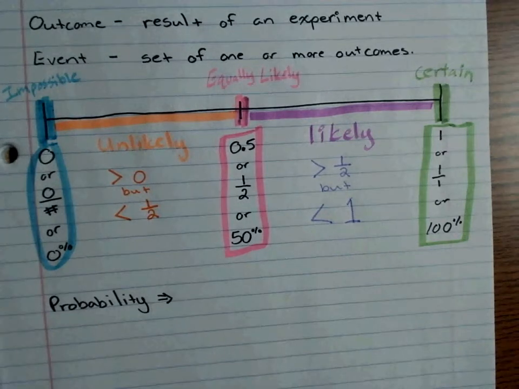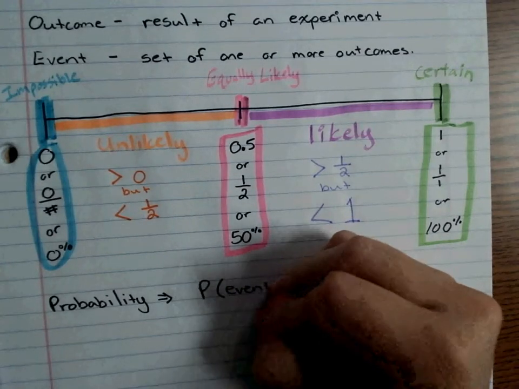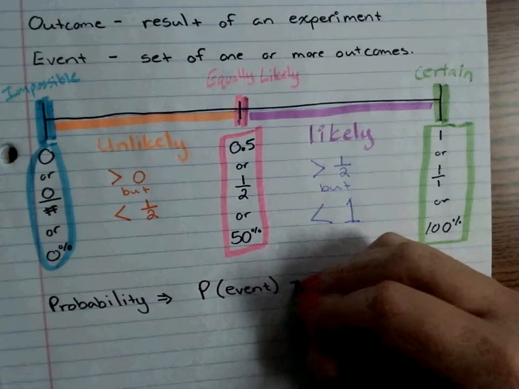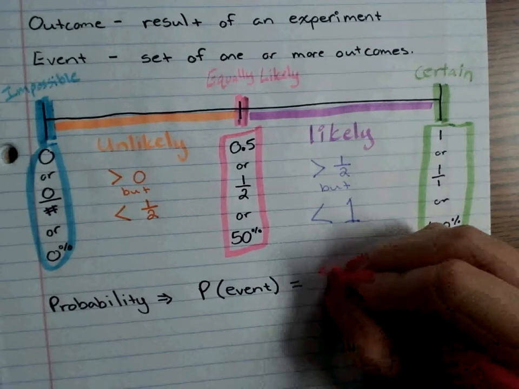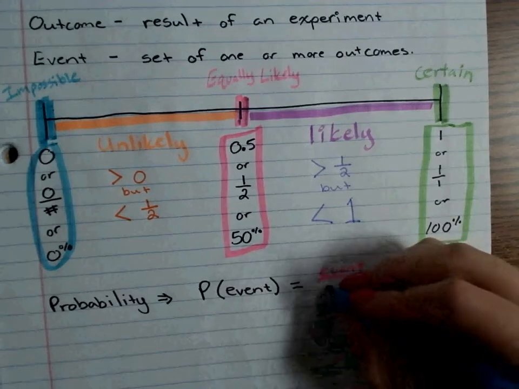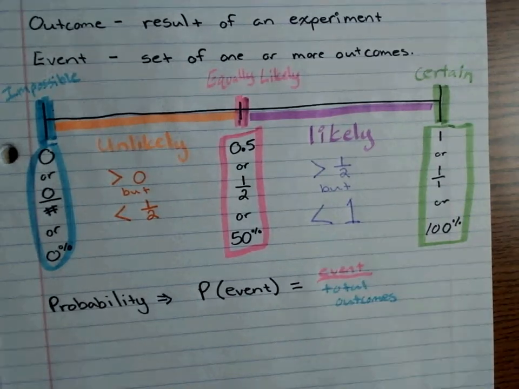A lot of times the way you're going to see it written is P and then parentheses and then whatever your specific event is. We indicate that that's probability of. And that's always going to be equal to how often your event is going to occur, out of the total. So like how many numbers happen to be a factor of 4 over the total number of numbers on that spinner. So this specific event over the total.